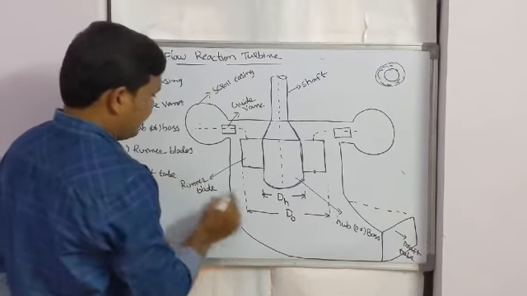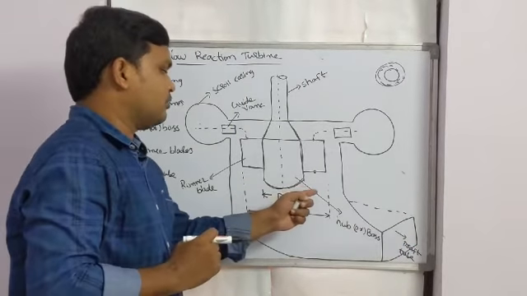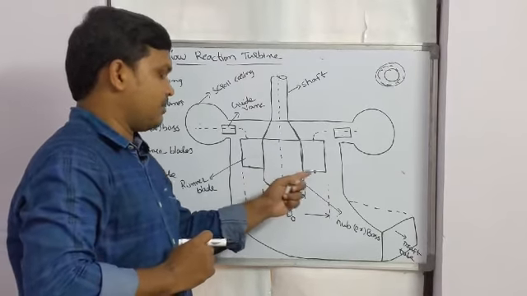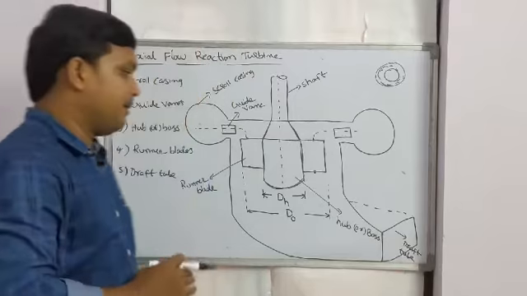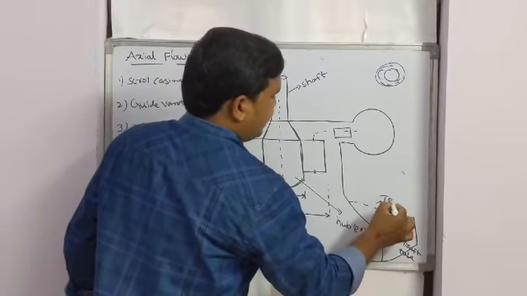This is the draft tube. At the end of the turbine, the draft tube is attached. One end of the draft tube is attached to the turbine, and the other end of the draft tube is submerged below the level of water. That is called the tail race.